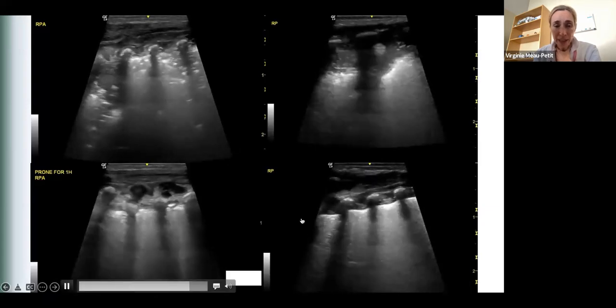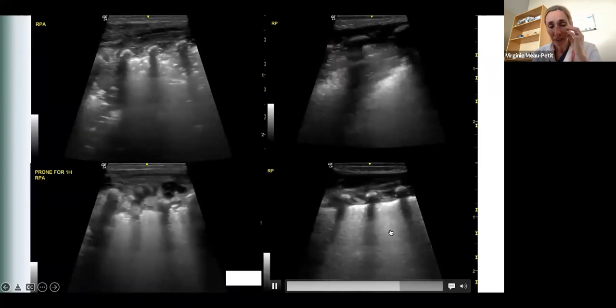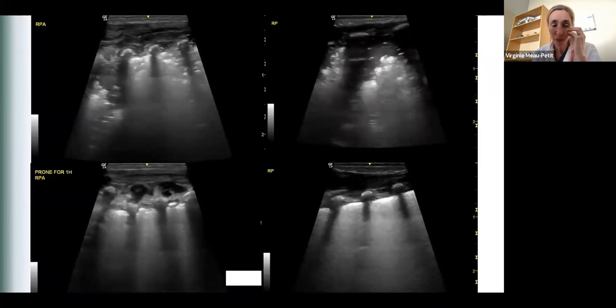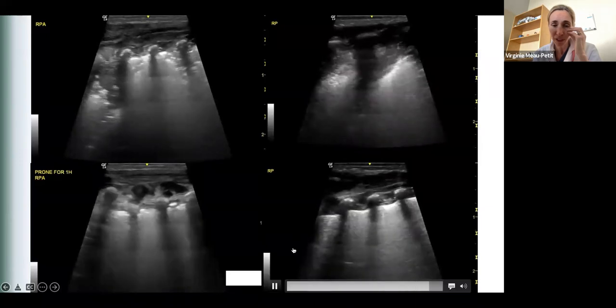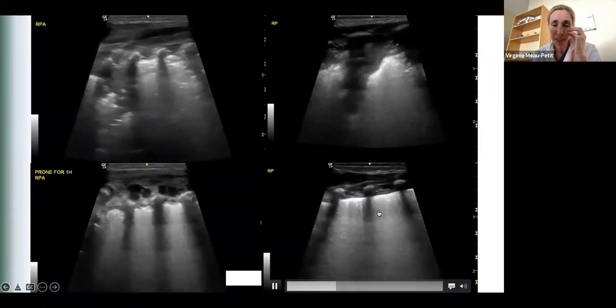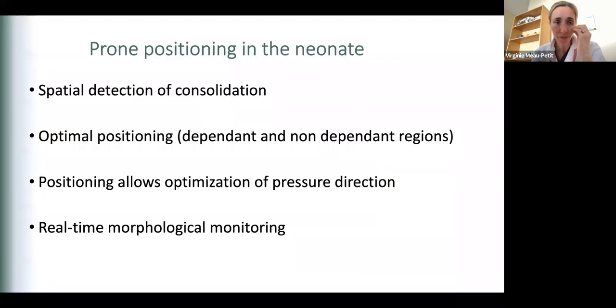What we know as well, yes, we are opening this region, but actually the anterior regions are probably more consolidated. And I don't think this explains the benefit in oxygenation. I think it's probably the vascular part as well that could explain all of this.